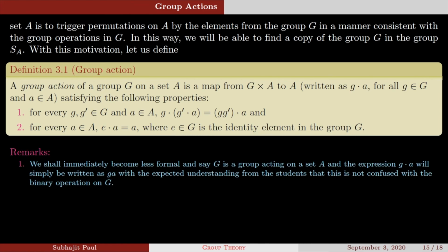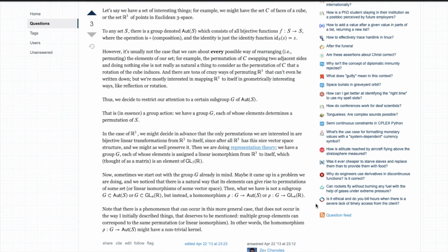Remarks. The first one is the abuse of notation. We shall immediately become less formal and say G is a group acting on a set A, and the expression g dot a will simply be written as ga, with the expected understanding from the students that this is not confused with the binary operation on G.